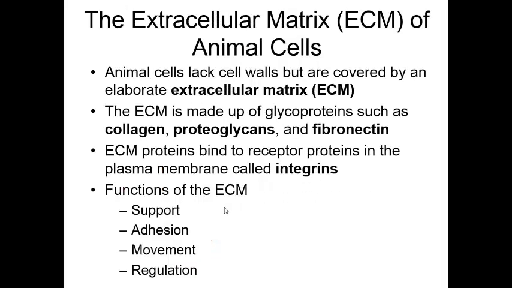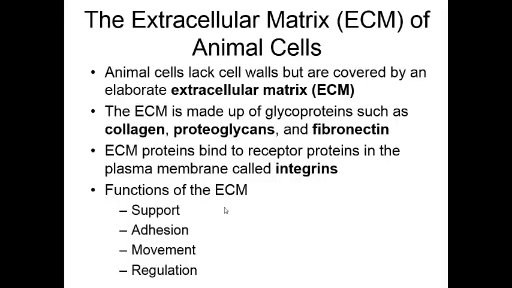Animal cells do not have cell walls. Instead, they have an extracellular matrix, a series of glycoproteins that exist outside of cells, in between cells, and they give a tissue a lot of its properties. There are three major types of glycoproteins. You have collagen, proteoglycans, and fibronectin. The most important of those three being collagen.